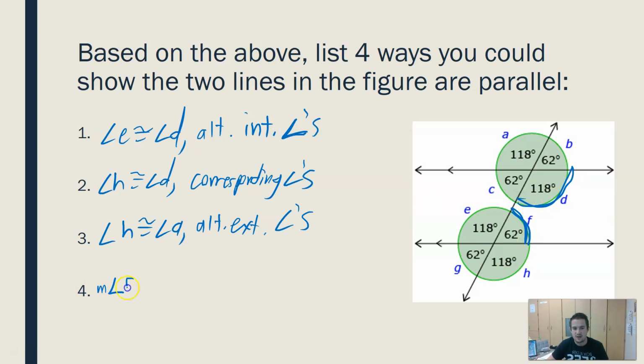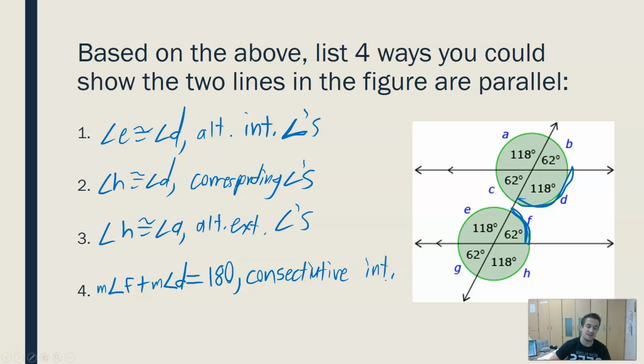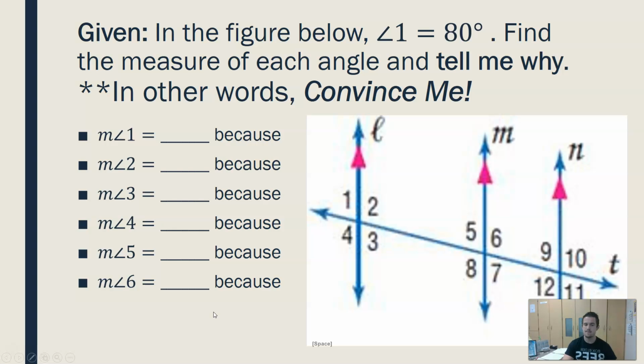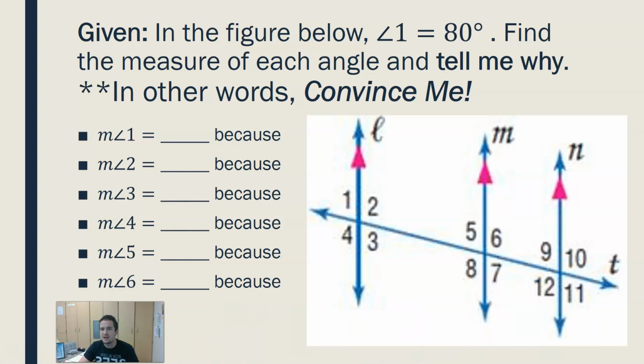The last one I could use is, say I know that the measure of angle F added with the measure of angle D, that's what these little M's mean, is measure. I know that those are consecutive interior angles, and if they add up to 180 degrees, or they're supplementary angles, consecutive interior, that's enough to prove that these two lines are parallel. And indeed, 62 plus 118 does equal 180 degrees, so that's enough to show that these two lines are parallel.